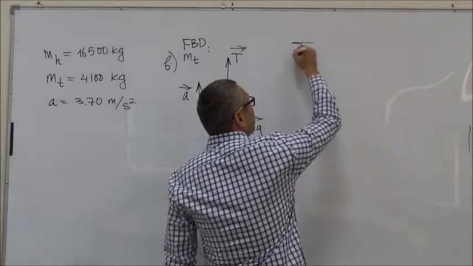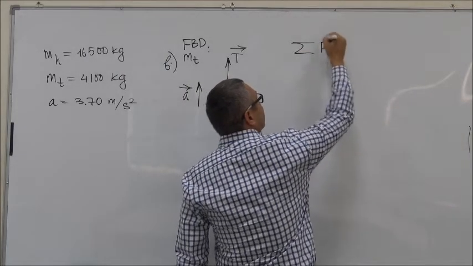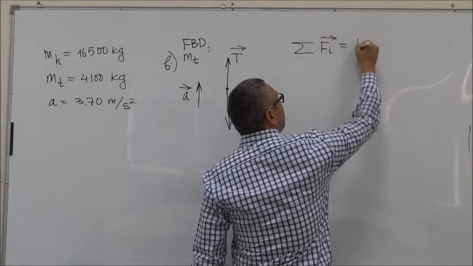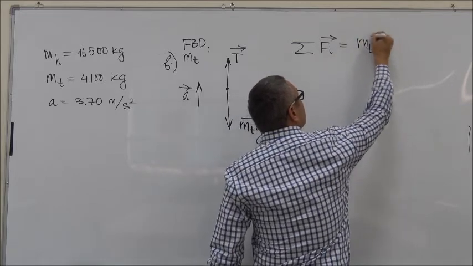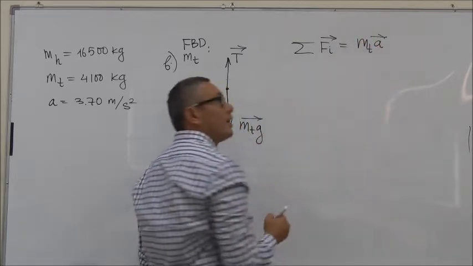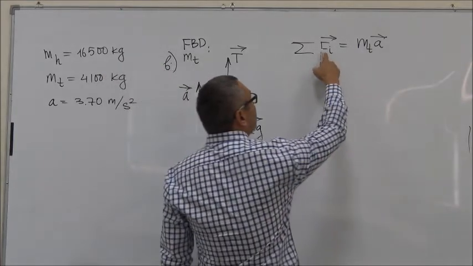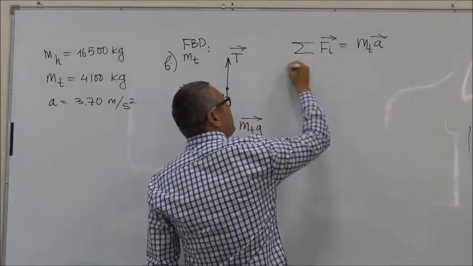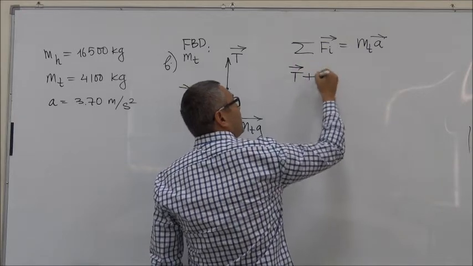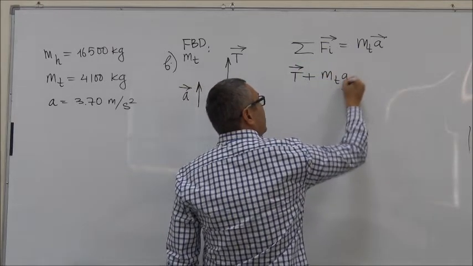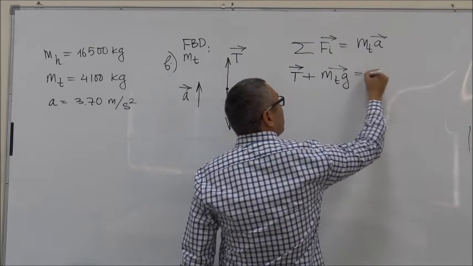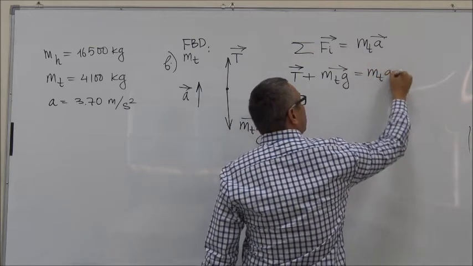Let's start by writing Newton's second law. The sum of all forces is equal to the mass times acceleration. In this case, the mass is not the total mass, but the mass of the truck itself. The forces that we have are tension plus gravity force equals mta.